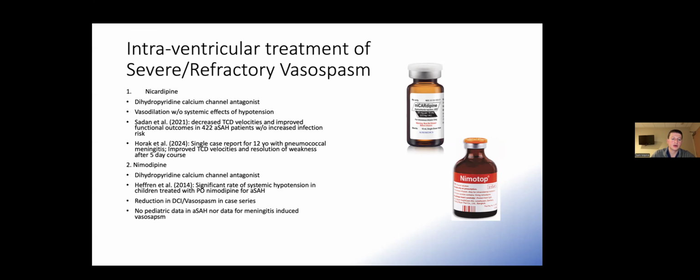And while we've seen a reduction of delayed cerebral ischemia and vasospasm in aneurysmal subarachnoid hemorrhage, this in an adult population, unfortunately, there's no pediatric literature supporting the use of intraventricular nimodipine for either the treatment of pediatric ruptured aneurysms nor for the treatment of meningitis-induced vasospasm.